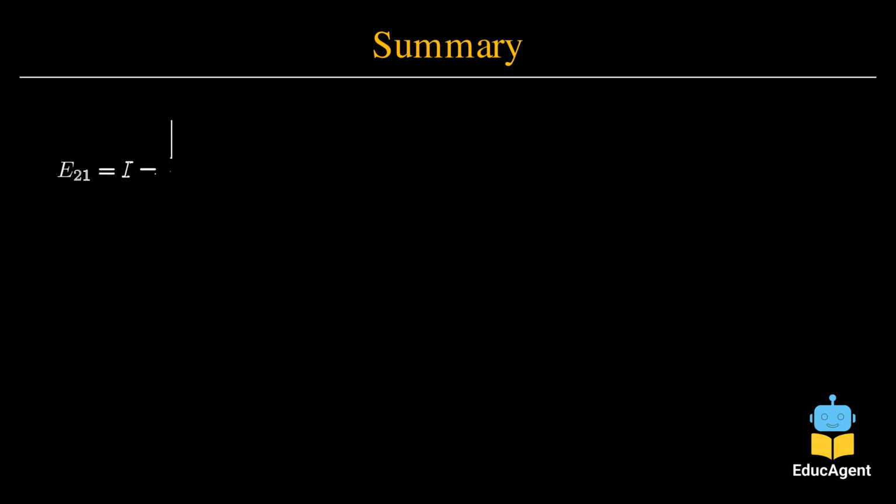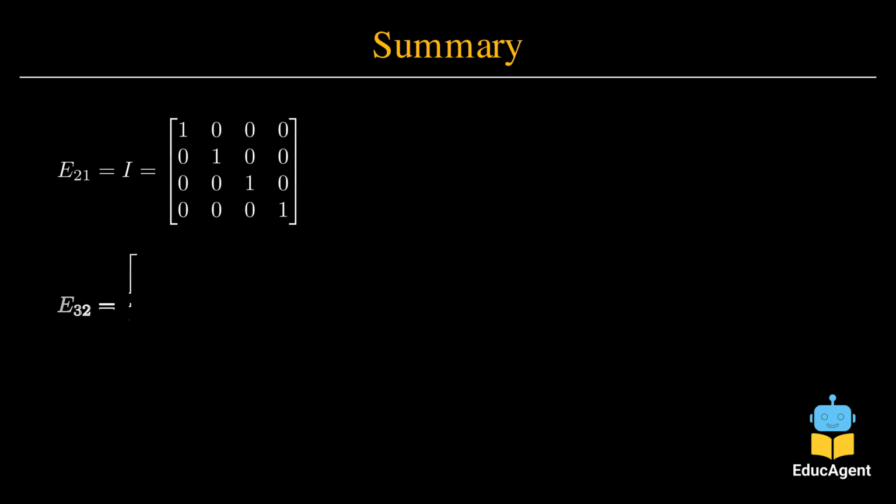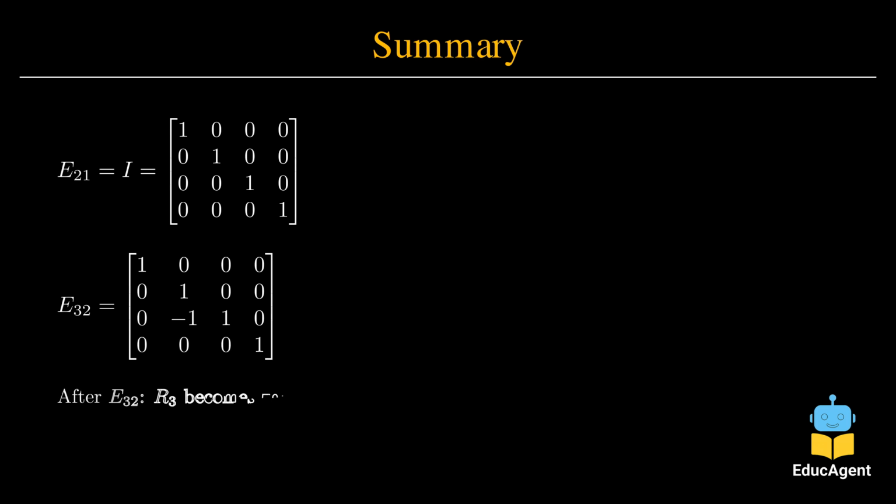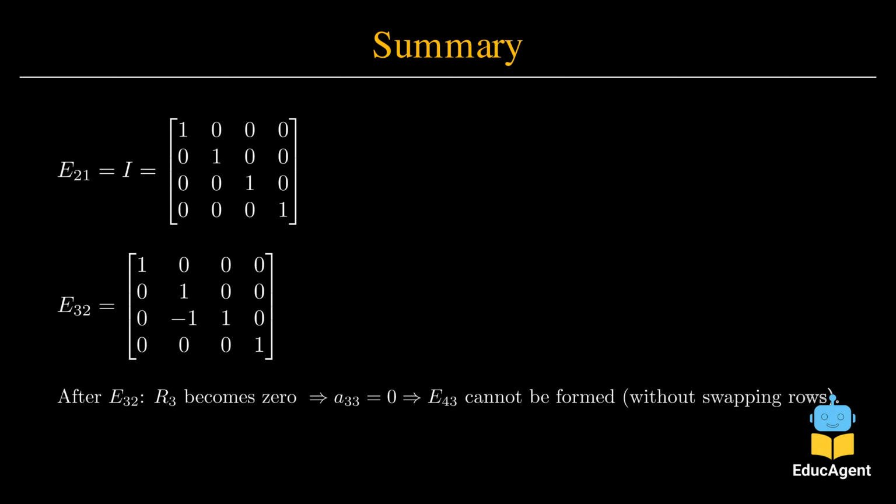First elimination was unnecessary since a21 equals 0, so E21 is the identity. Second elimination uses multiplier 1, so we place minus 1 in position 3-2. The key insight is that elimination can create a 0 pivot, especially when two rows are identical, so the next elimination step can become impossible unless we introduce a row exchange.